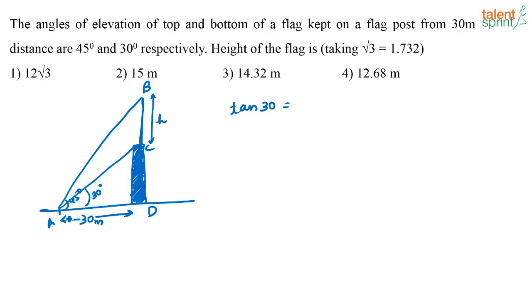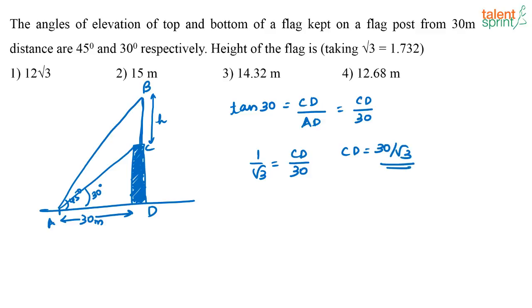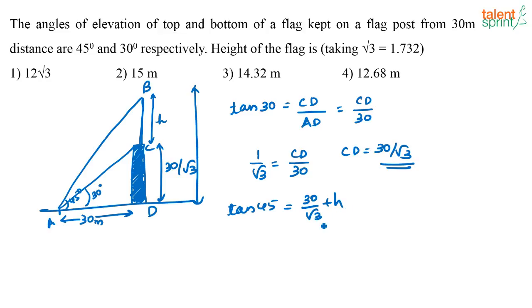So if I consider this triangle ACD, tan 30 is equal to CD divided by AD. So I know this is equal to CD divided by 30. What is tan 30? It is 1 by root 3 is equal to CD by 30, or I can say CD is equal to 30 divided by root 3. So this length I know now is 30 divided by root 3, and there is a flag here of height h. Now consider the bigger triangle. If you consider the triangle ABD, I can say tan 45 is equal to this length. What is this total height? It is nothing but 30 divided by root 3 plus h, divided by 30.